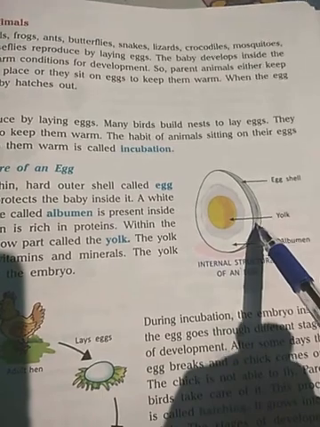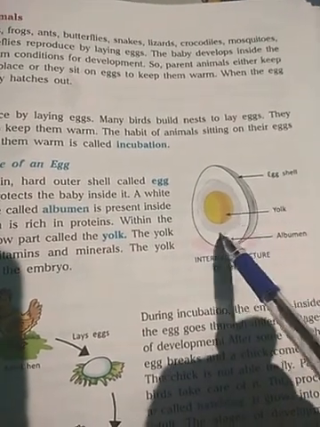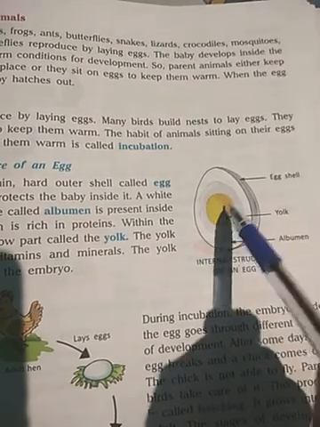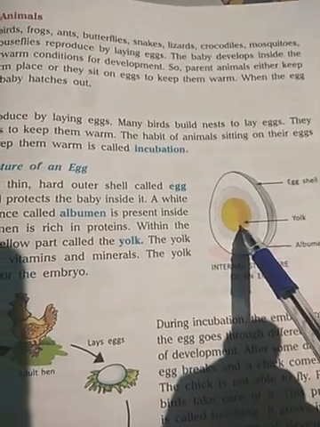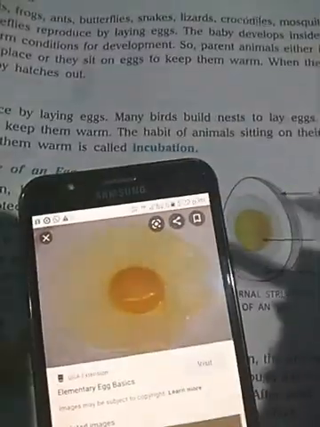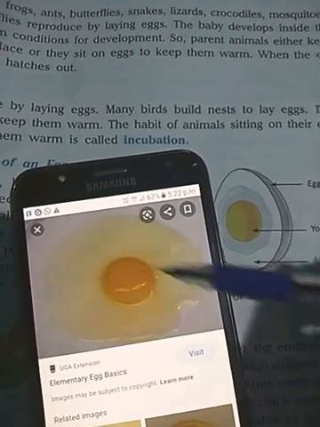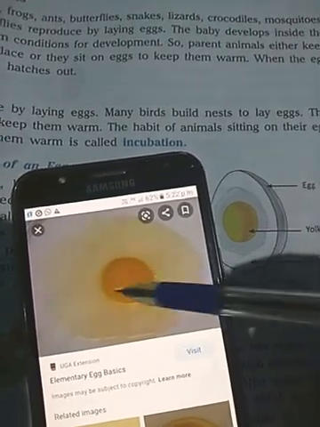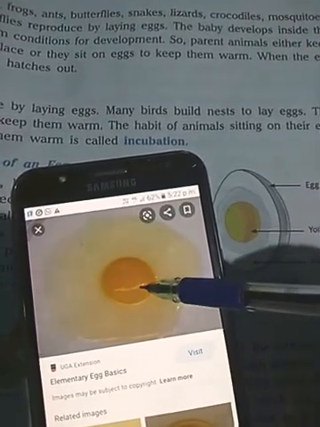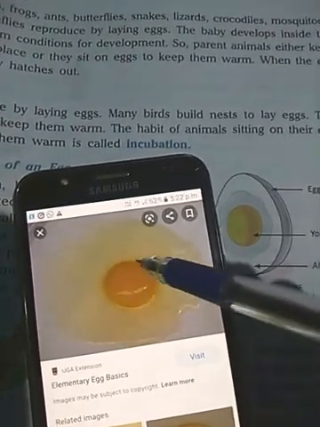This is the outer layer of the egg, which is known as eggshell. The jelly-like part is called albumen and the yellow colored part is called yolk. Let me show you the picture again. See, this jelly-like part is called albumen and the thick yellow part in the center is called yolk. And this yolk provides food to the developing baby.